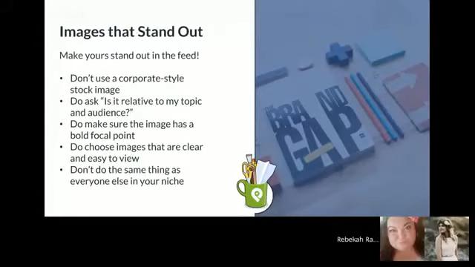Next, you really want to make sure that your images are clear and easy to view. This can be with your typography, it can be with how cluttered the items in your photo are. You just want to make sure that you have white space, that your text is legible, so that when you have those 0.2 of a second, they're really drawn in right away and know exactly what you're trying to get across.